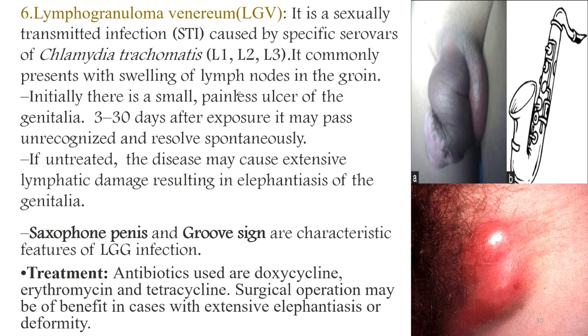It commonly presents with swelling of lymph nodes in the groin. Initially, there is a small painless ulcer of the genitalia, 3 to 30 days after exposure, which may pass unrecognized and resolve spontaneously. If untreated, the disease may cause extensive lymphatic damage, resulting in elephantiasis of the genitalia. Characteristic features are saxophone penis and groove sign. You can see in this picture, this is the saxophone penis and this is the instrument saxophone, and this is the groove sign in the inguinal region.